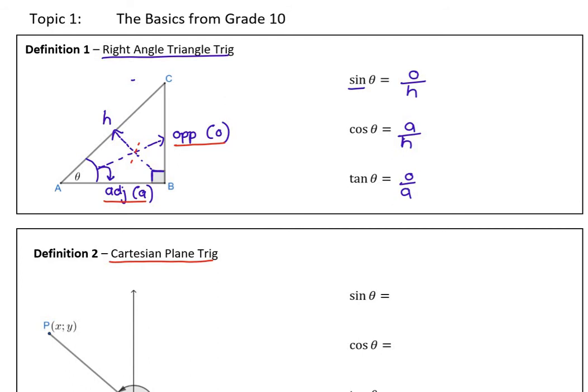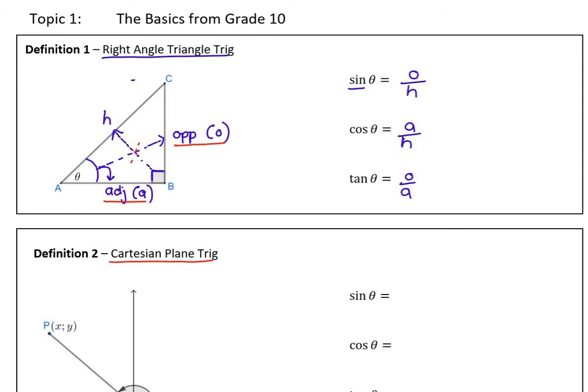Trig is brilliant because it doesn't matter what right angle triangle, whether it's ginormous or tiny. If you have the same angle, every single time you work out the opposite over the hypotenuse, you will get the same ratio or the same answer every single time if you're talking about the same angle. Now that becomes really useful, and we'll see that later on.